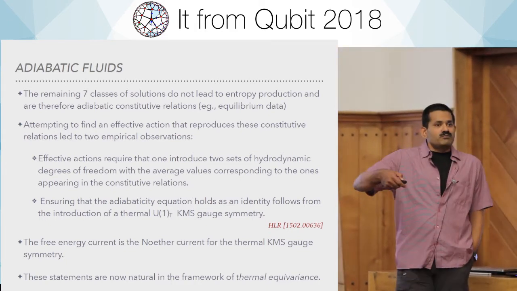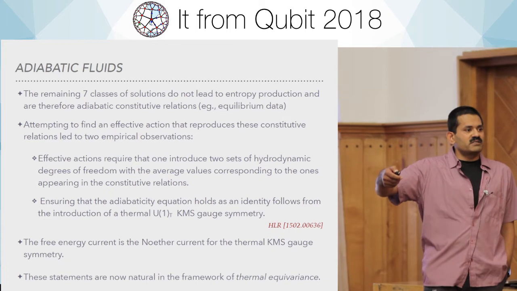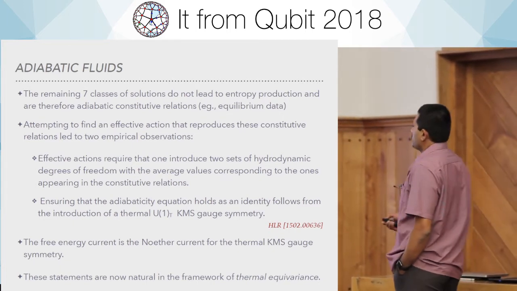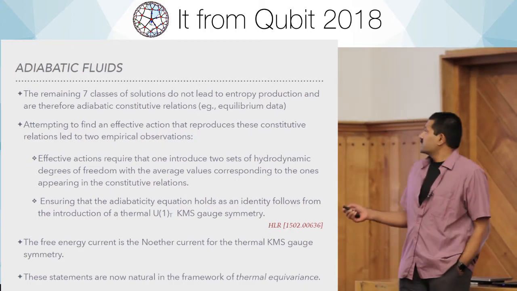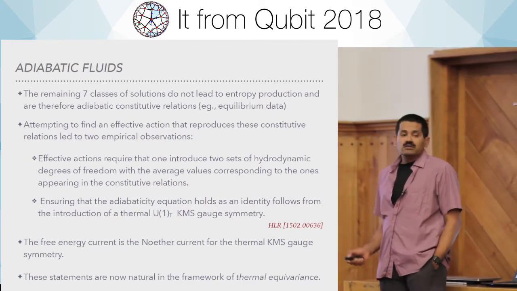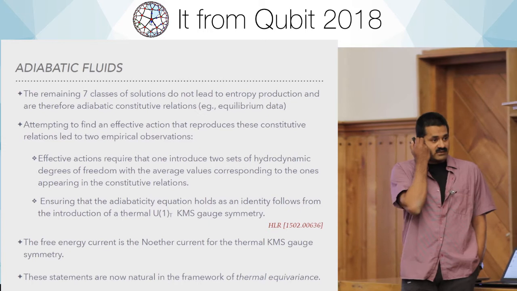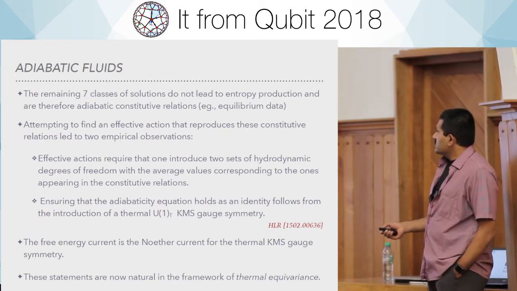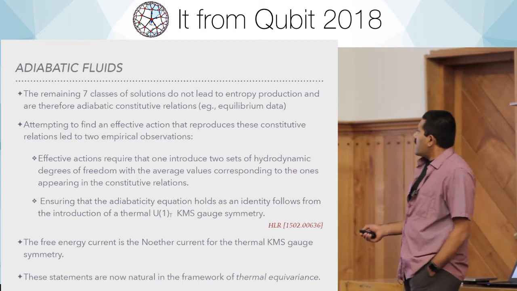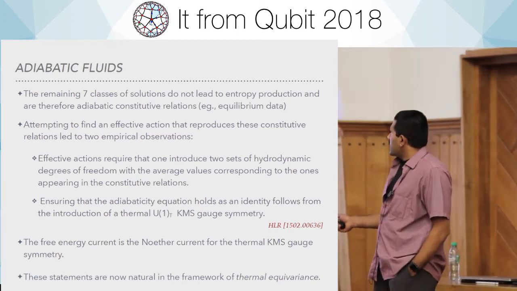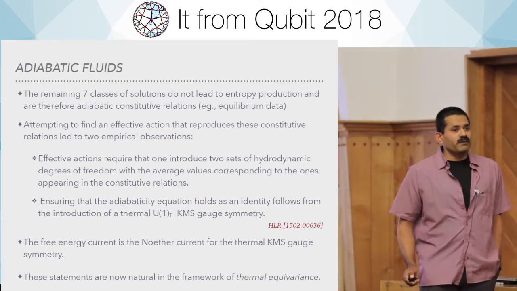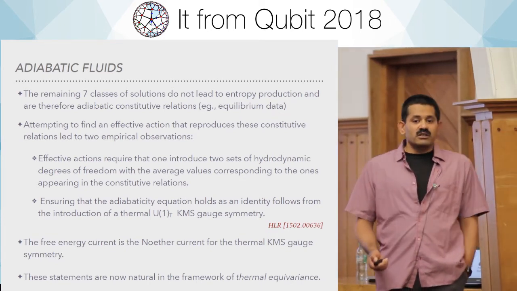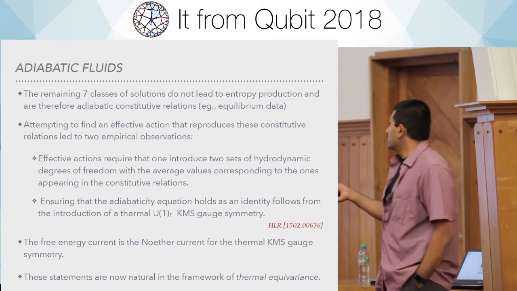I'm now going to move on toward the second statement, which is the statement about thermal equivariance. But to do that, I'll tell you some empirical facts that were understood in the context of understanding this adiabatic class of solutions. First, since this class of solutions doesn't produce entropy, they're conservative. So you might ask, could you write down an effective action that captures this data?